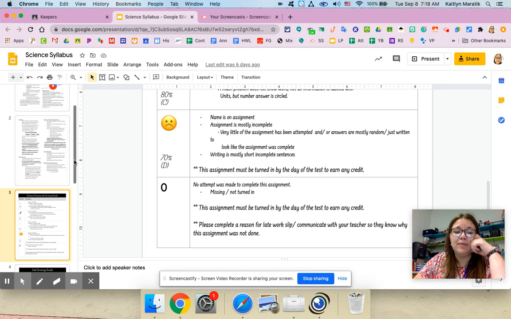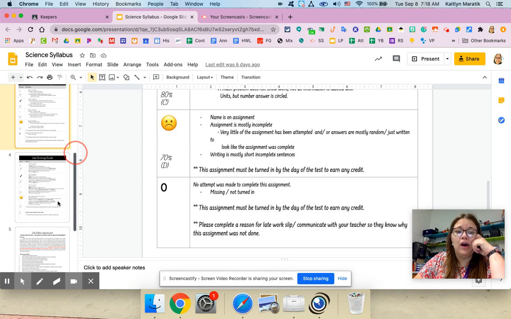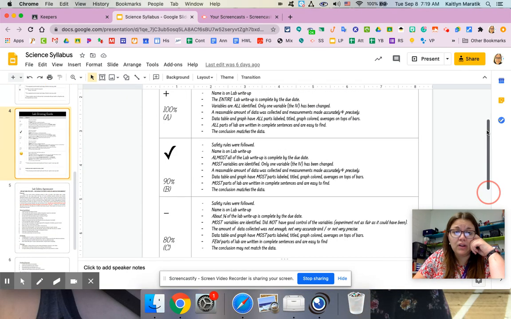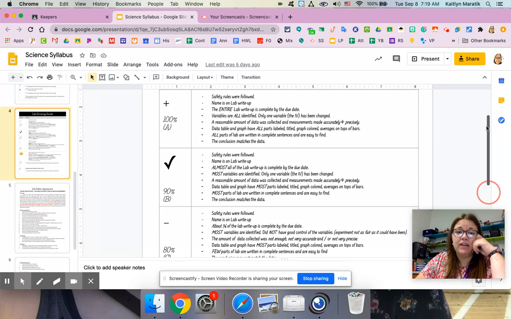When we get to a lab, it's kind of the same thing. So any labs or projects, we're looking for doing that top-notch work. And again, it's a plus, check, minus, but there's going to be more points associated with these. So the safety rules were followed, names at the top, the entire lab is done, variables are all identified. We're going to learn about those. Reasonable amount of data was collected with measurements made accurately and precisely. Data table and graph have all their parts labeled. All parts of the labs are written in complete sentences.